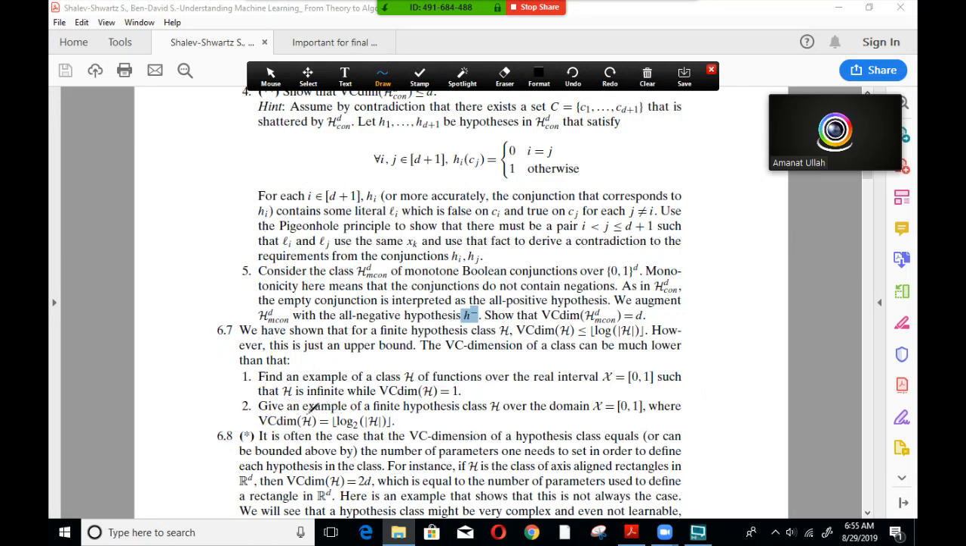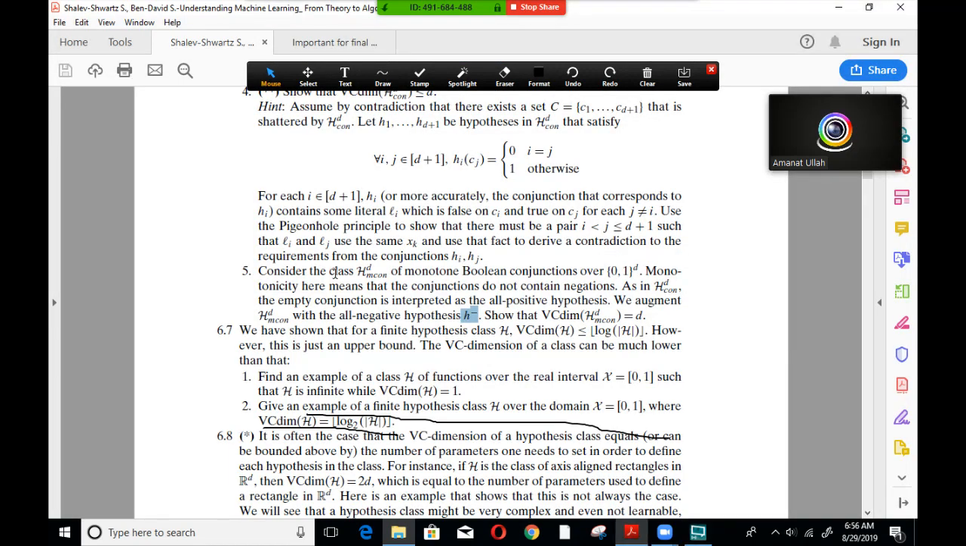Now for the next question, for the next example, you have to show that for a finite hypothesis class, the VC dimension of a hypothesis class is log 2 base of h. So log 2 base of 2 is 1.